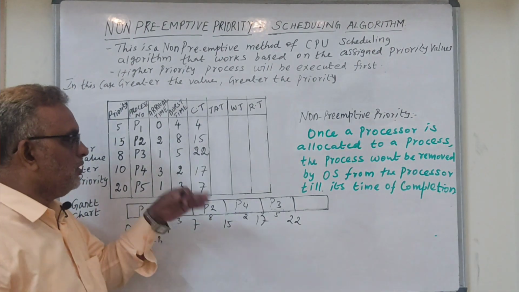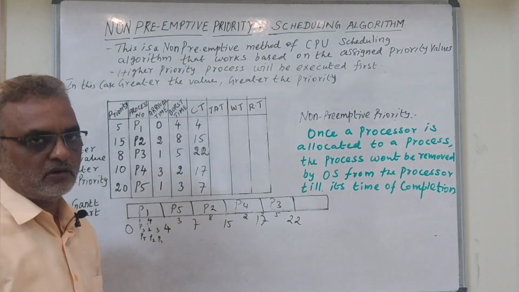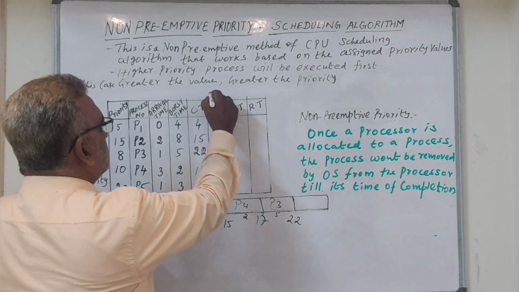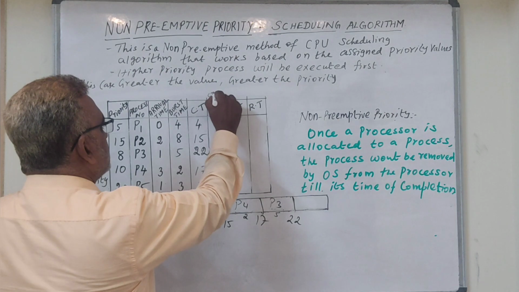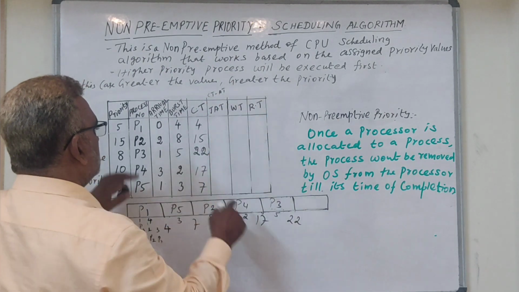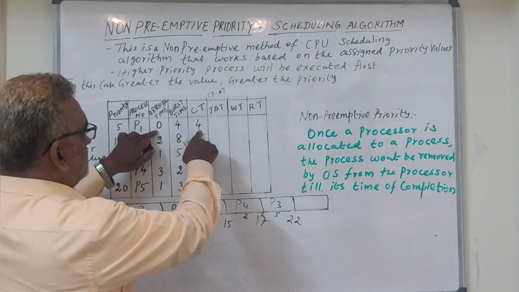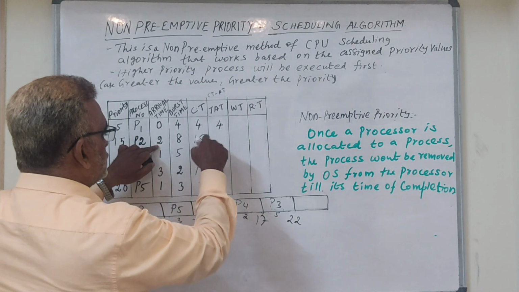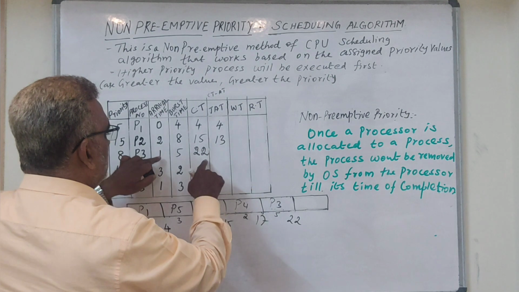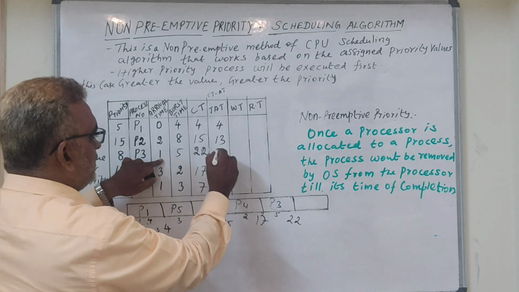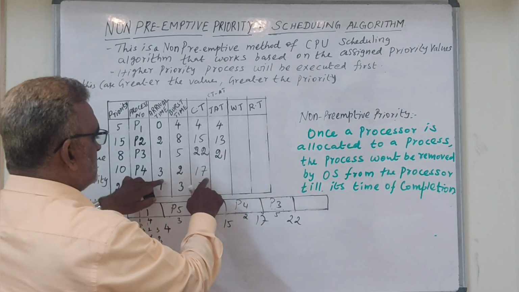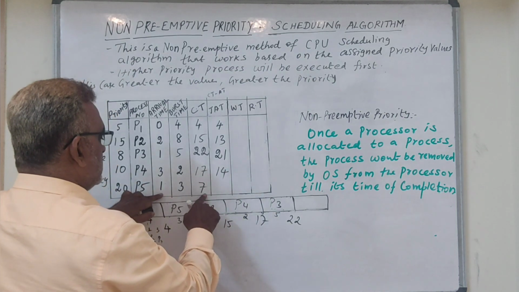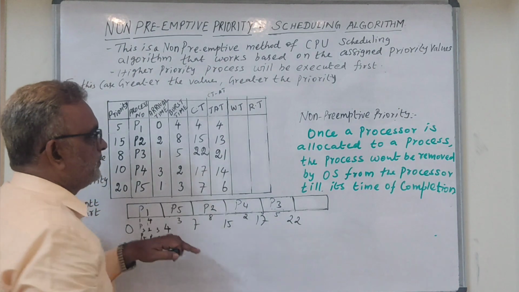Now from this we have to calculate the turnaround time. Turnaround time is completion time minus arrival time. So for P1, 4 minus 0 is 4. For P2, 15 minus 2 is 13. For P3, 22 minus 1 is 21. For P4, 17 minus 3 is 14. For P5, 7 minus 1 is 6.